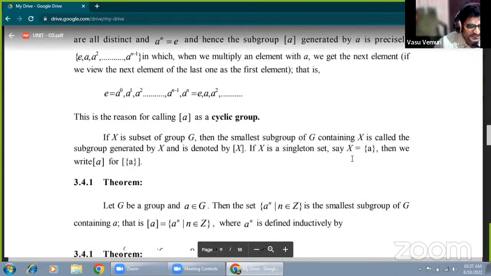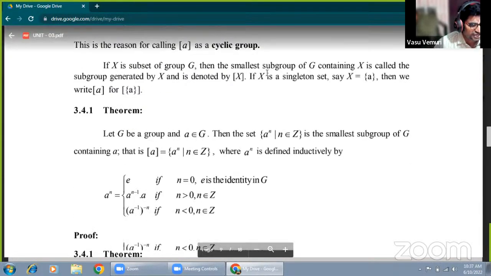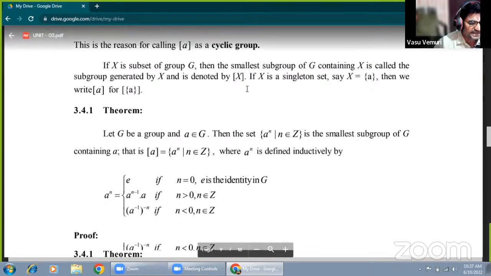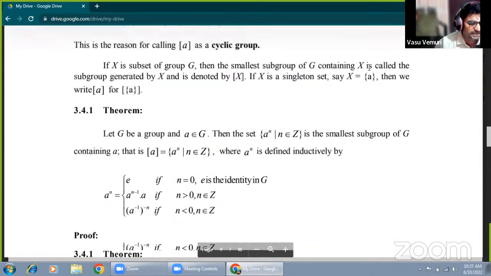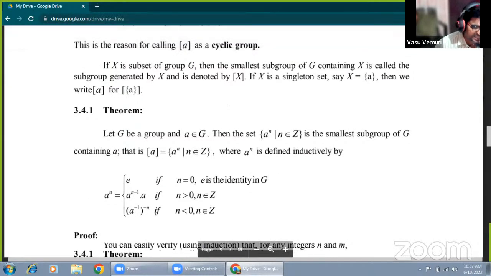Now, let X be any subset of a group G. The smallest subgroup of G containing X is the subgroup generated by X, denoted by angle brackets of X. It is called a singleton set when X equals a single element a, which generates the group. There are so many examples of cyclic groups.